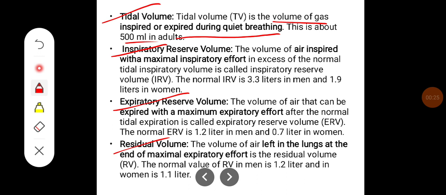Inspiratory reserve volume is the volume of air inspired with maximal inspiratory effort in excess of the normal tidal inspiratory volume, and is called inspiratory reserve volume, that is IRV. The normal IRV is 3.3 liters in men and 1.9 liters in women.